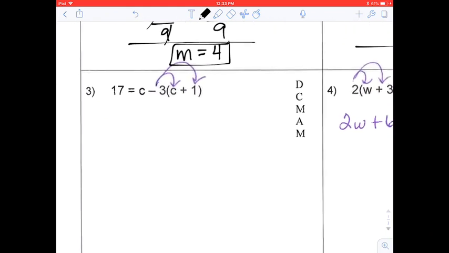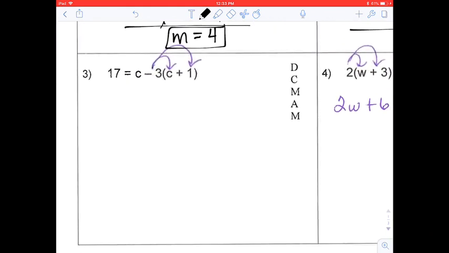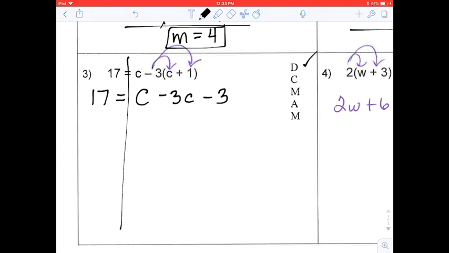Moving on to number 3. Those arrows indicate that we need to do some distribution. -3 times c is -3c. -3 times 1 is -3. And we need to bring down the rest of the equation, the 17, the equals, and the c. I'm going to draw my line through the middle just to help me keep track of where things are. We've done distribution.